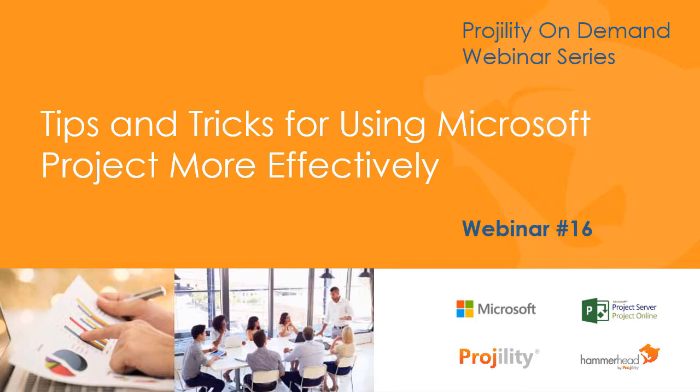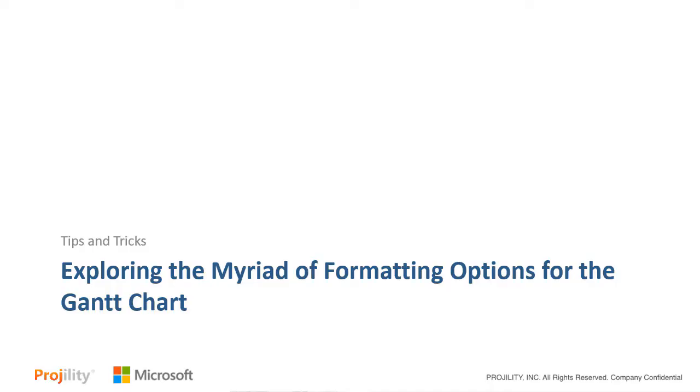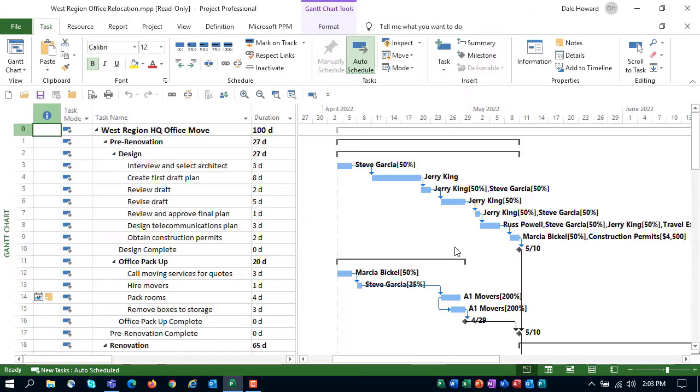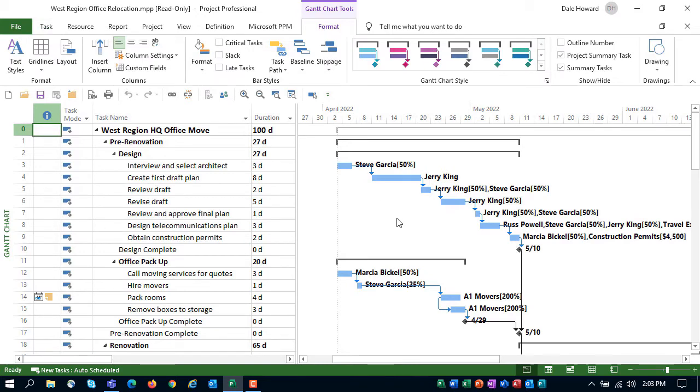Microsoft Project more effectively. In this set of tips and tricks, we will explore the myriad of formatting options for the Gantt chart. Let's go ahead and take a look at some of the common methods that people use for formatting the Gantt chart view. To begin this process, click the Format tab to display the Format ribbon.